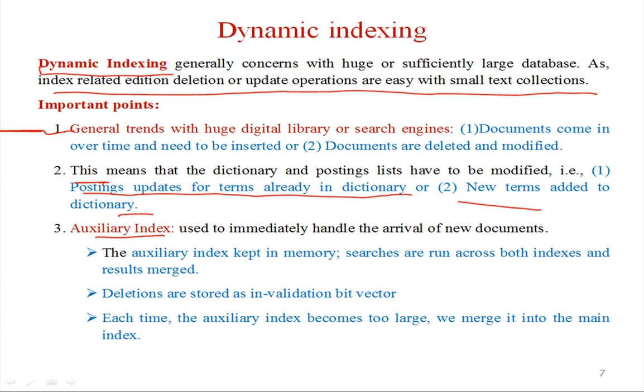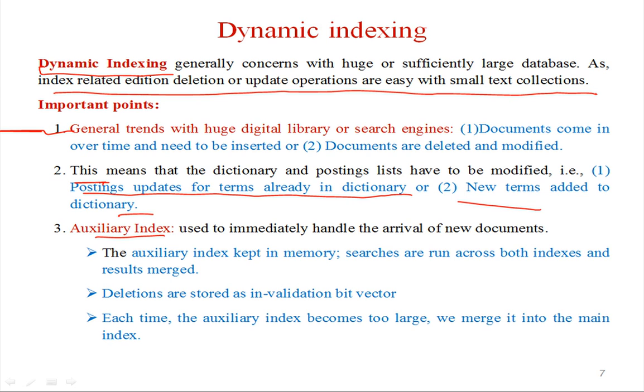If there is a requirement that a new document be included quickly, one solution is to maintain two indexes. First is a large main index, and second is a small auxiliary index that stores the new documents. The auxiliary index is kept in memory. Searches are run across both indexes and results merged. Deletions are stored in an invalidation bit vector. We can then filter out the deleted documents before returning the search results. Documents are updated by deleting and reinserting them.